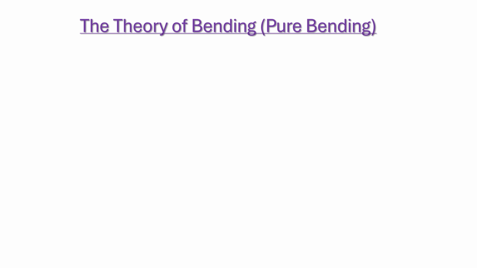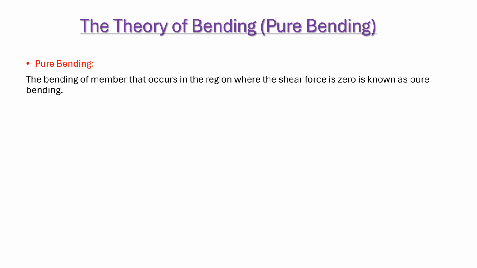The theory of bending is also known as the theory of pure bending. Let us first understand the meaning of pure bending. The bending of a member that occurs in the region where the shear force is zero is known as pure bending. For example, let us consider a simply supported beam with 2 point loads acting at a distance L/3 from each end of the member.